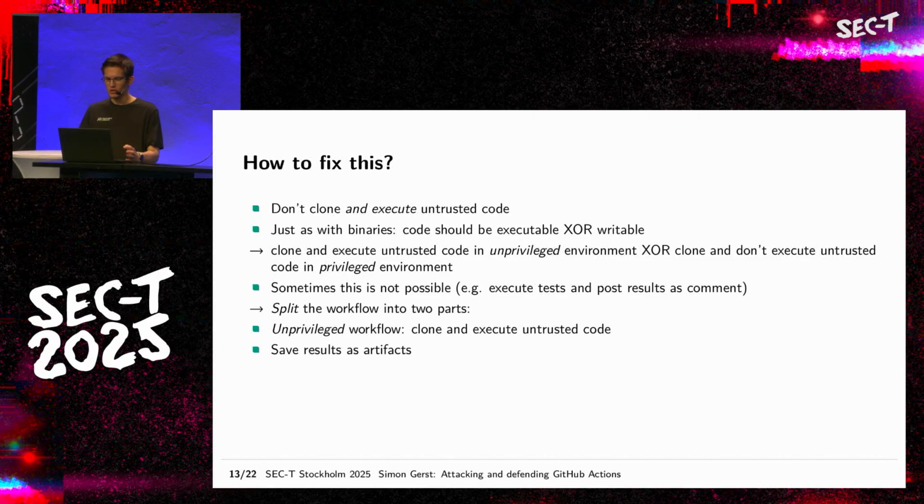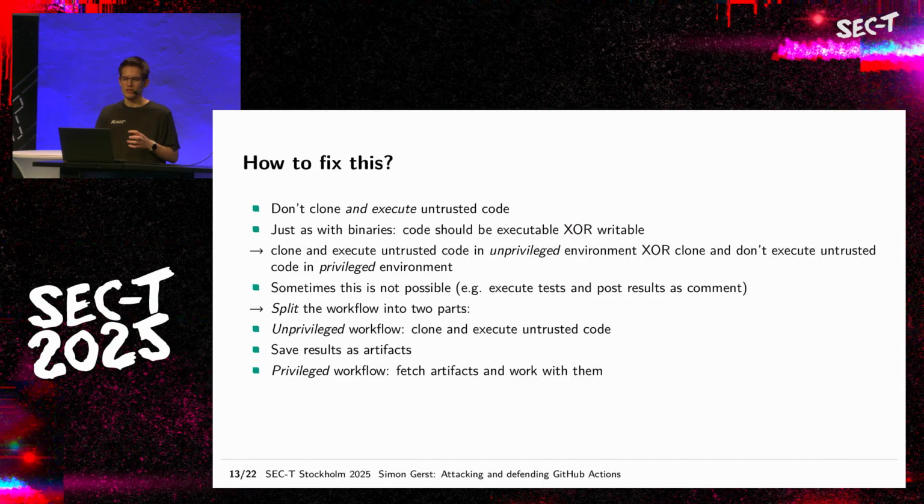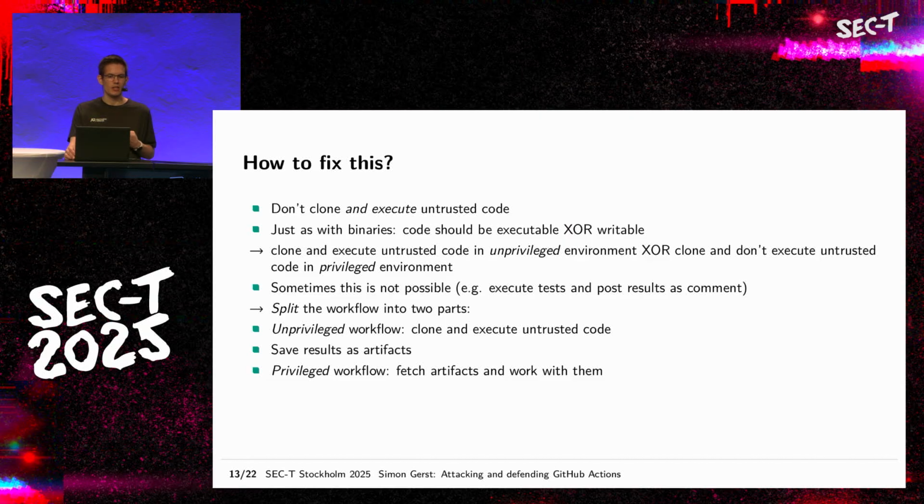And in this case, what we can do, we can split the workflow into two parts. An unprivileged part, which clones and executes the untrusted user code. And then we can save the results as an artifact. And then we have our privileged workflow, which runs after the unprivileged workflow, that fetches the artifacts and then works with them.